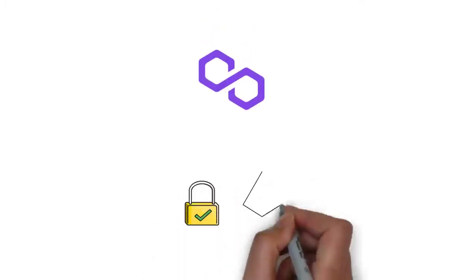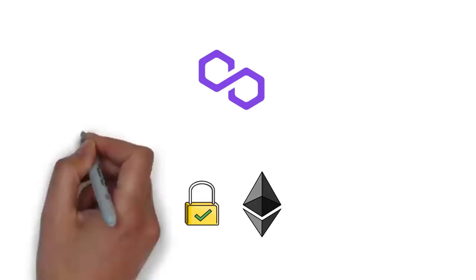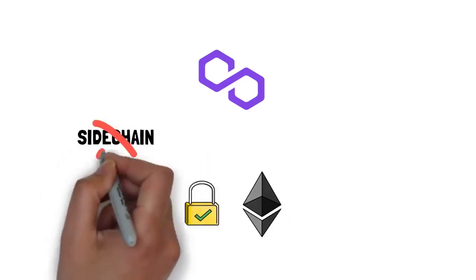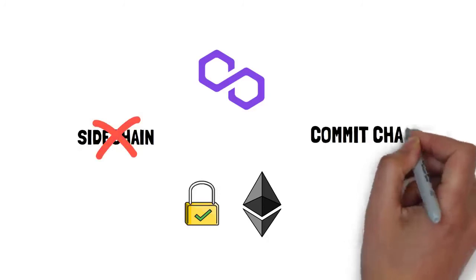As we can see, Polygon POS chain offers a lot of extra security measures based on the Ethereum main chain, and it is not just a mere sidechain. Perhaps a commit chain is a better name for it.